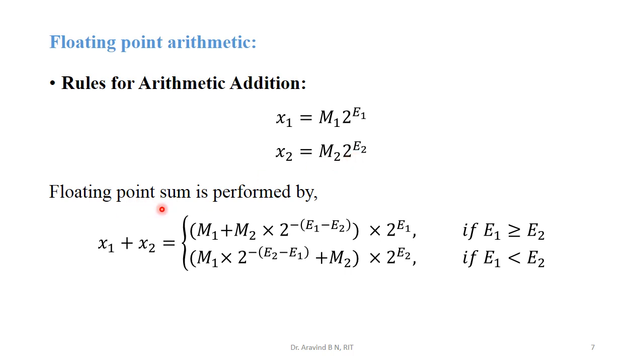Now the floating point sum is performed by the rule that we have, x1 plus x2. In case E1 is greater than or equal to E2, this is the rule that we are going to apply. If E1 is less than E2, this is the rule we are going to apply. So let us consider an example to understand this to a better extent.